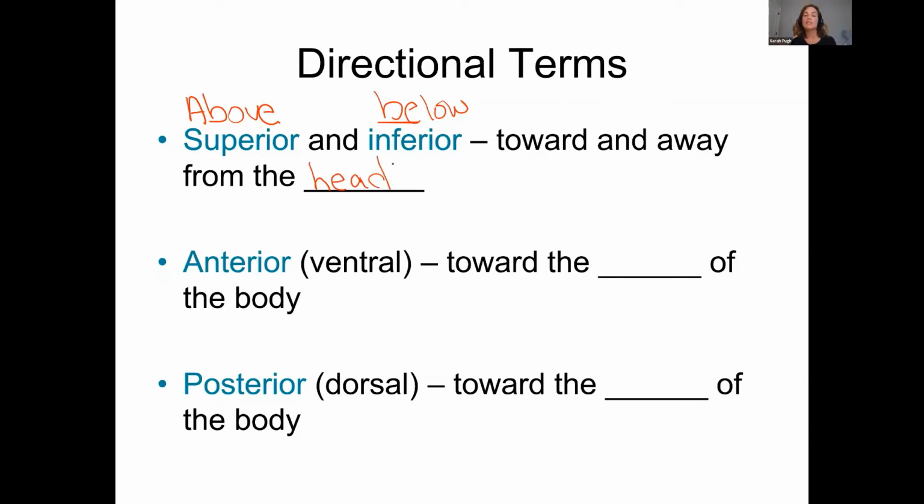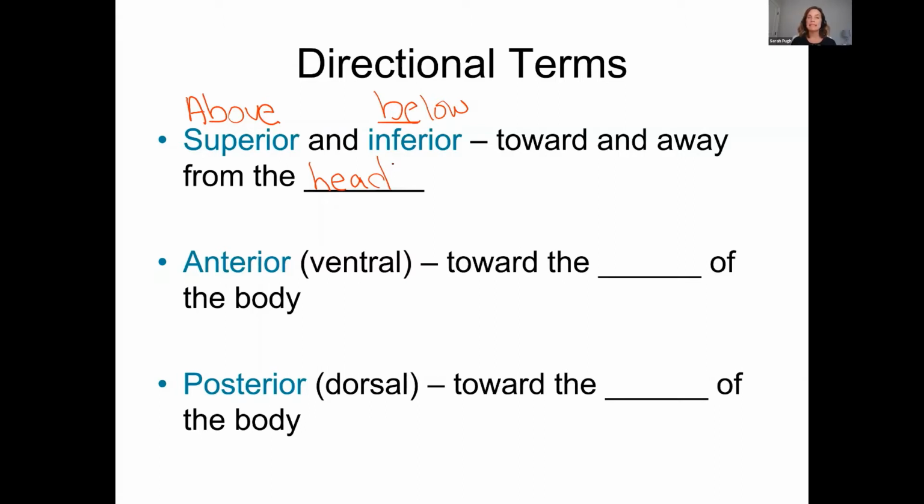So let me give you some examples, right? We could say that the heart is superior to the bladder. It's above the bladder. So you could replace the word superior with above. The heart is above the bladder. The heart is superior to the bladder. Or you can use the word inferior. So you could say something like the stomach is inferior to the heart. It's below the heart.